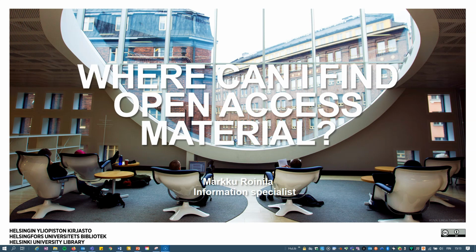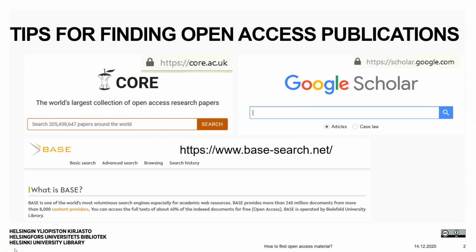In this video, I will give you some tips on how to find open access material, which by definition is immediately available on the internet for free. Note that most of the articles found in library catalogs are not open access, although they can be reached by clicking. They are brought to you by the university and not available outside of Helsinki University network. Let's start with open access publications.